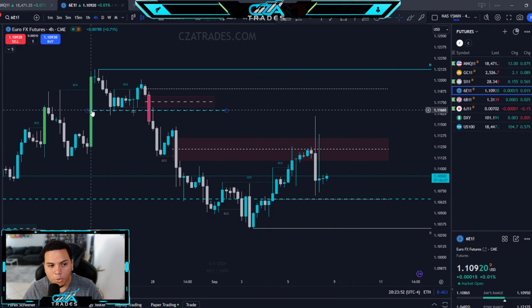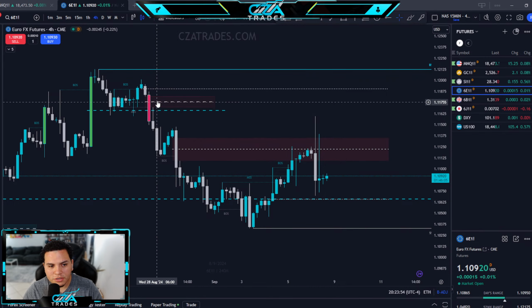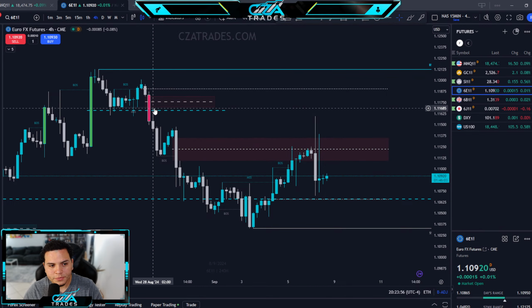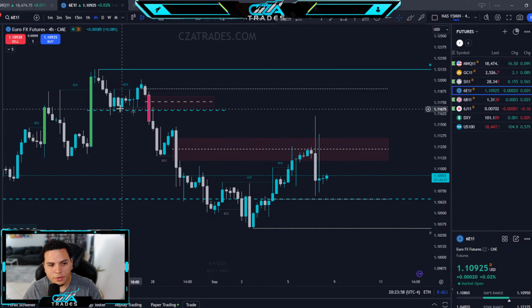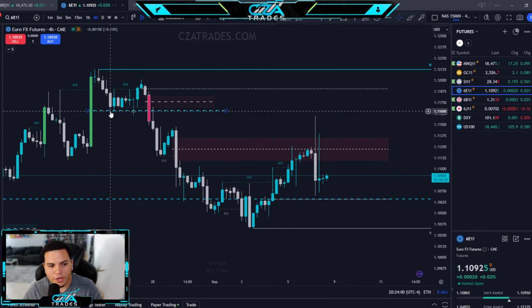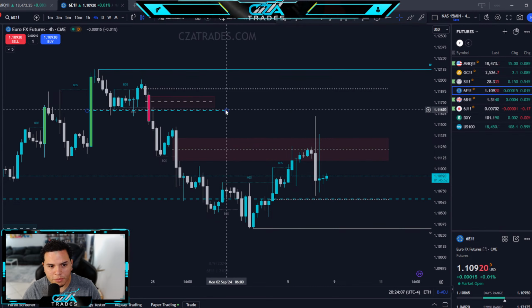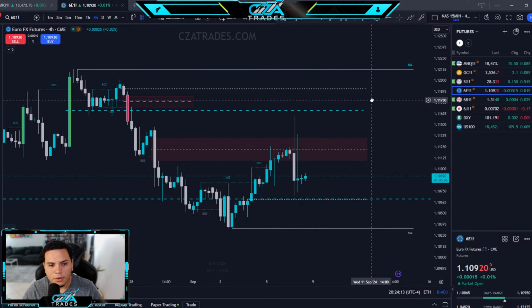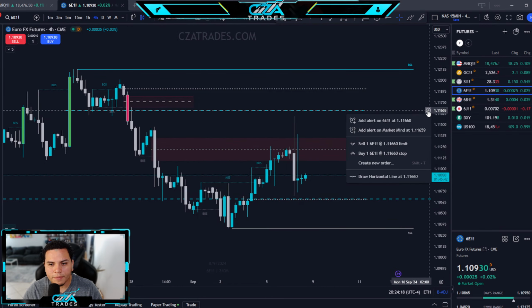I have this bullish fair value gap overlapping with this bearish fair value gap over here. This zone here is a very important key level. Point of interest, 1.11665. We're going to extend this out a little bit further. We're going to focus on that. We're going to set an alert on that.